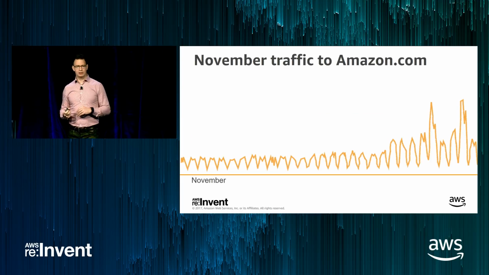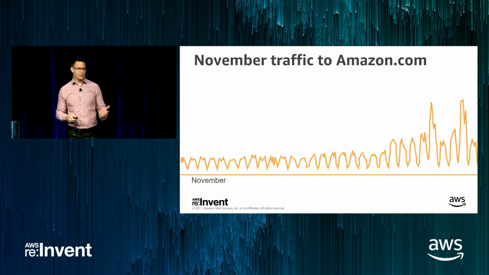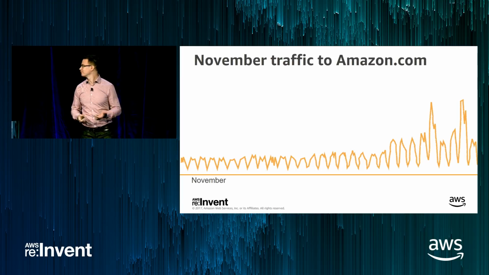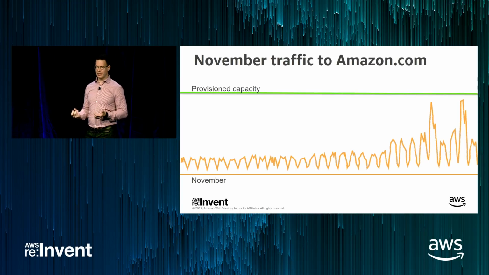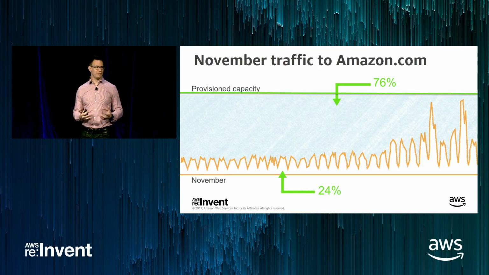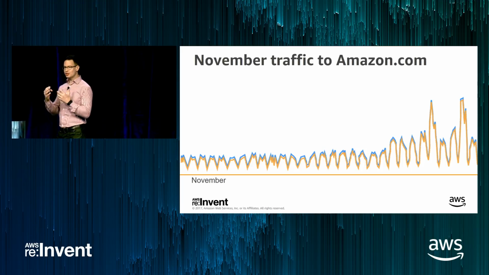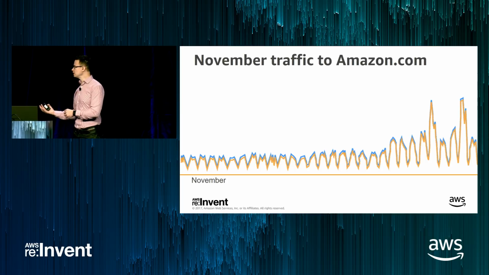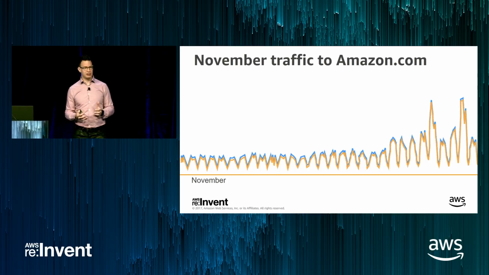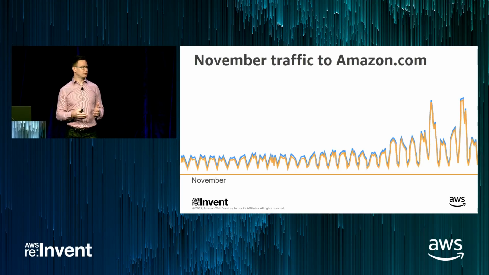But what about in November? What about this month? The traffic steadily increases on Amazon.com until the end of the month, where we see these big spikes for Black Friday and Cyber Monday, so yesterday. Now, if we were going to provision capacity with a margin of safety on there, we're going to have 76% of our provisioned capacity unutilized for the month. That's not a great position to be in. What we'd really prefer is to be able to provision just enough capacity to support the load that we're seeing, and reduce that capacity whenever we're seeing that load come off.